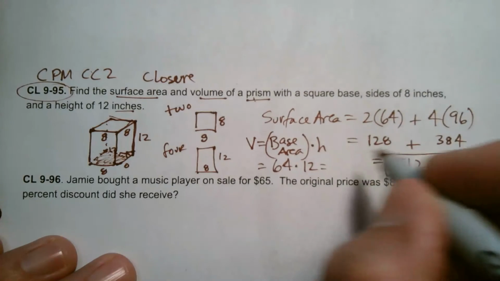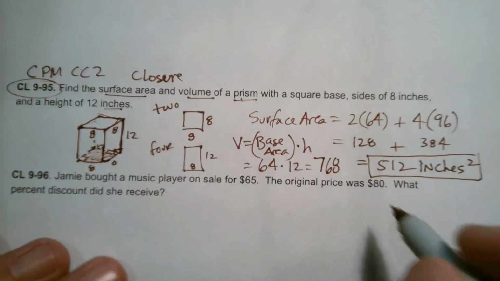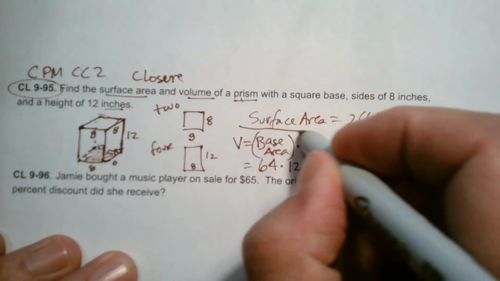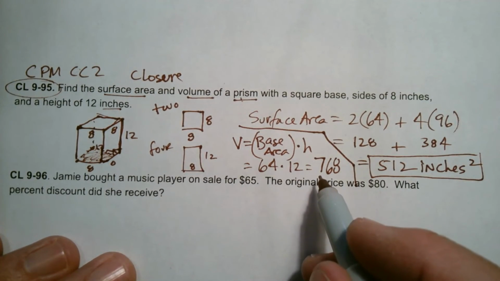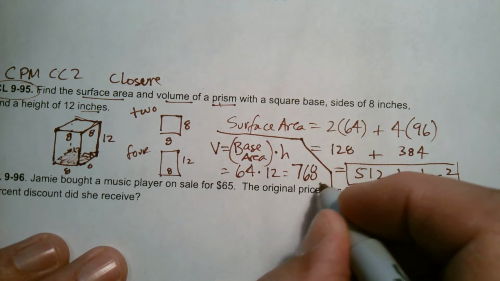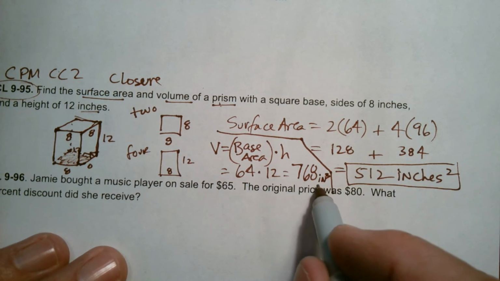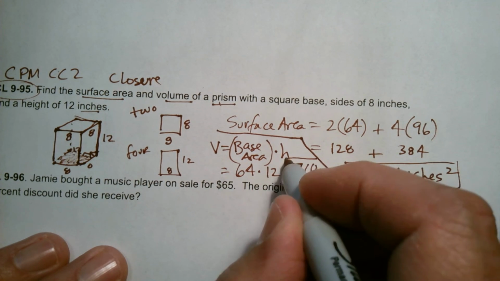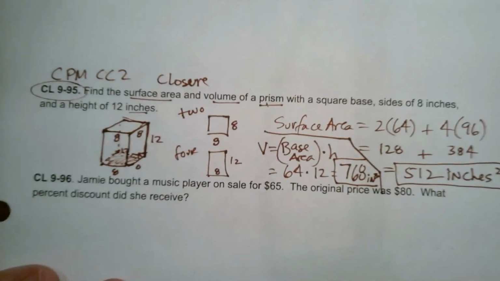I get 768. Almost out of room here. So that was surface area. Let me make some space here so we know that the volume is 768. And in this case, it's inches cubed, cubic inches. So I put inches with a little 3, the third power. That would be my volume. So surface area, volume. All right, there we go.